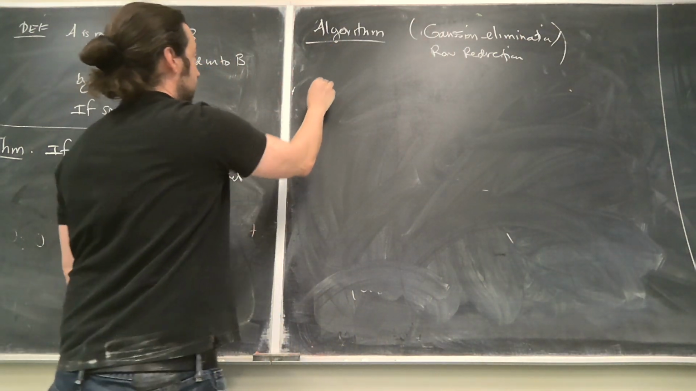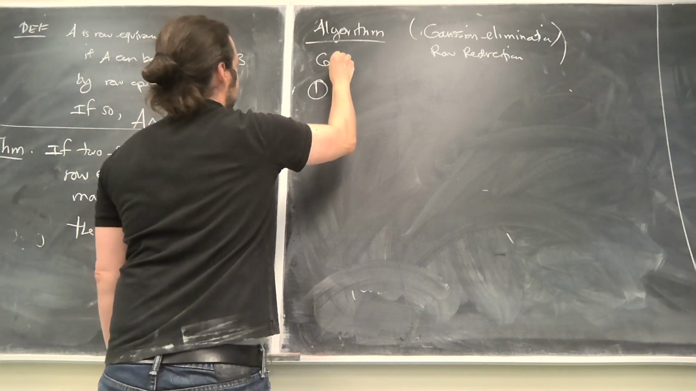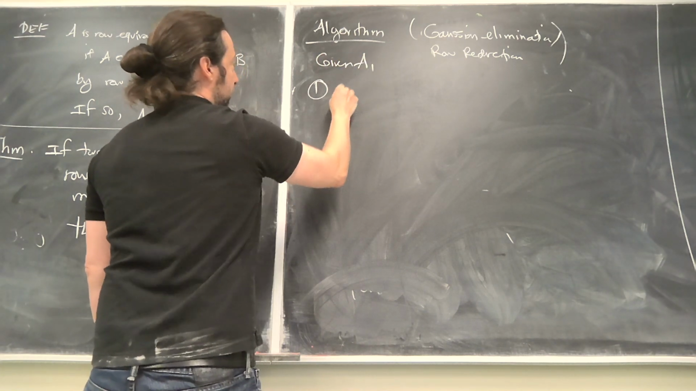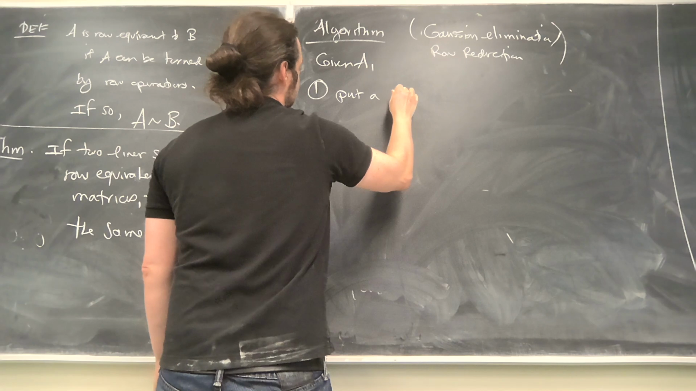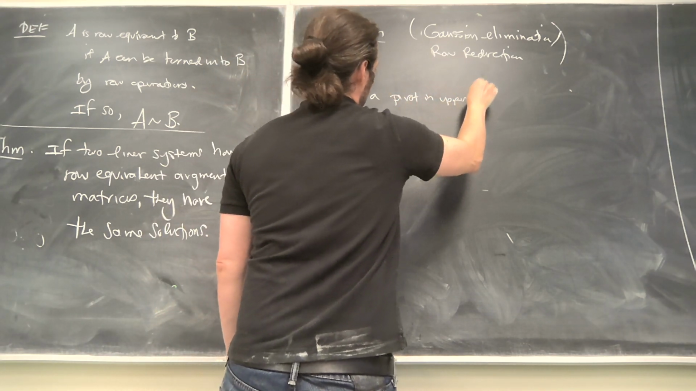So step one. So you start with A. So given a matrix A, put a pivot in the upper left-hand corner.